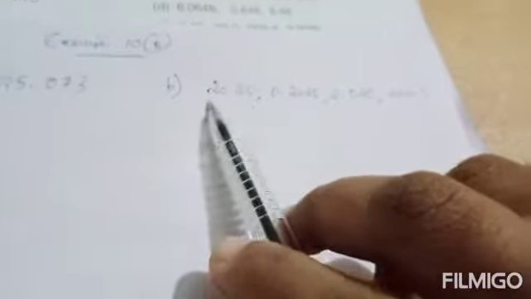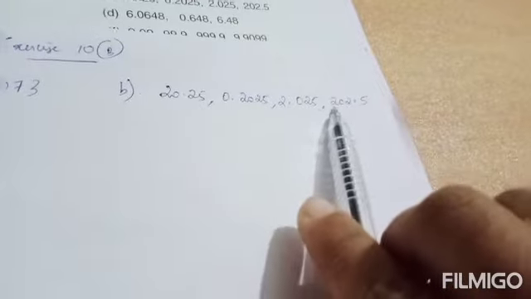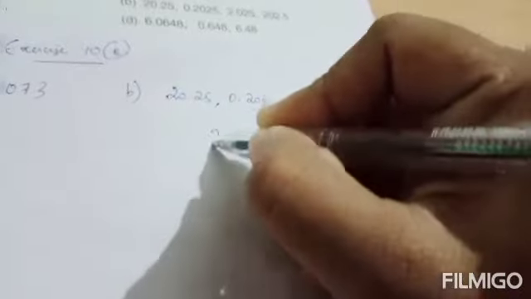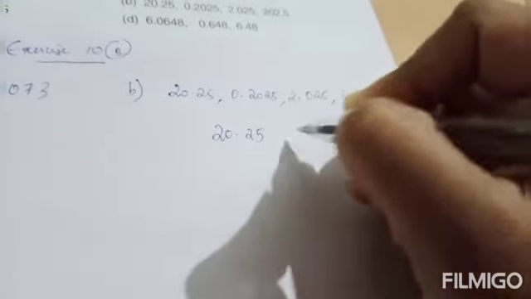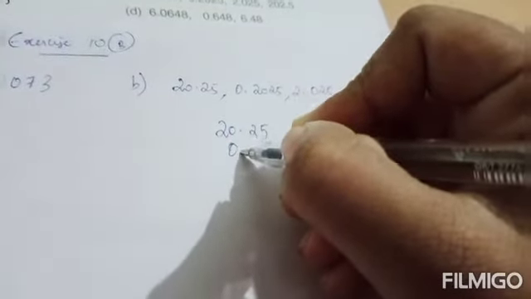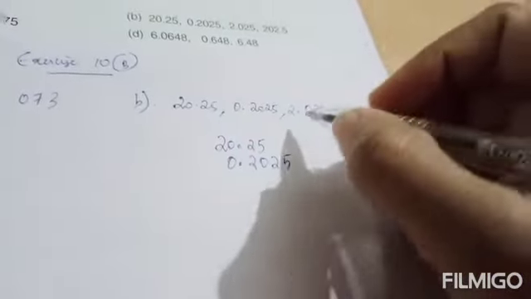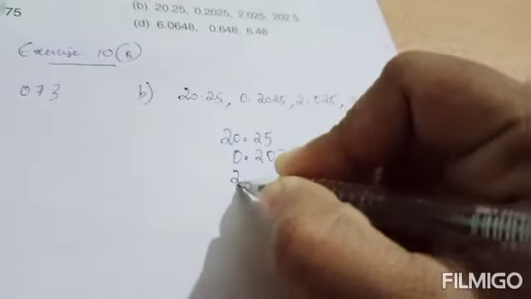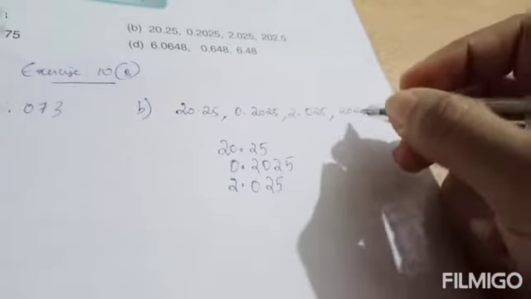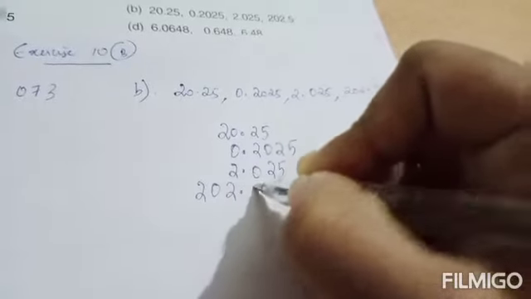Next B, 20.25, 0.2025, 2.025, 202.5. So write the numbers in column form. So first 20.25, then 0.2025. So 0.2025, then 2.025. So 2.025, then 202.5, 202.5.